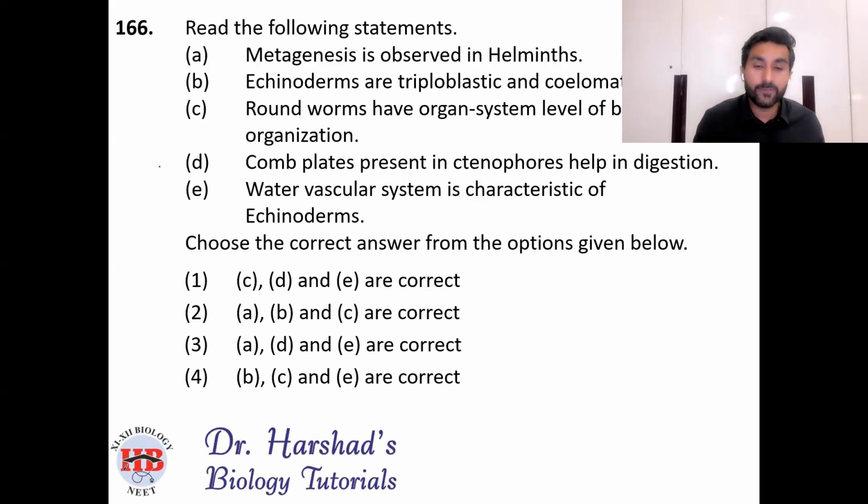The statements which we have to read now: metagenesis is observed in helminths. It is a false statement. Metagenesis is seen in Coelenterata, whereby you have the polyp and the medusa stage. Echinodermata are triploblastic and coelomate. True statement. Roundworms, that is Aschelminthes, have organ system level. That's a true statement. Your comb plates would be in Ctenophora, help in digestion. That is wrong. They help in locomotion.